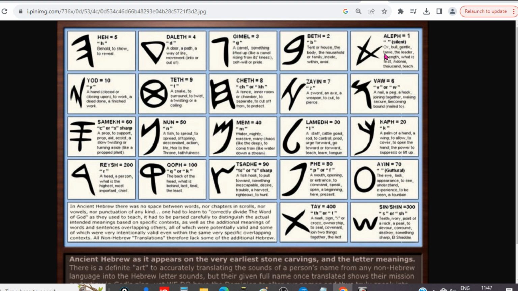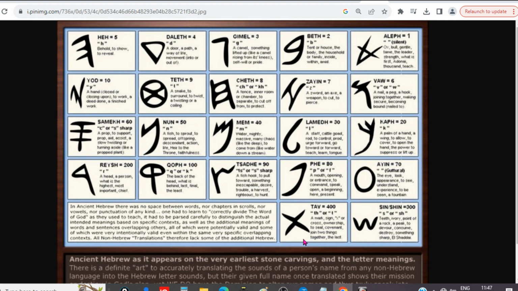Adonai is the Lord. God is first. There's also the meaning of a thousand and to teach. So the bull has the connotation of Adonai, or the first. So God said he's the first and the last. He is the Aleph and the Tav. He is the bull. He is the strength. He is the leader.